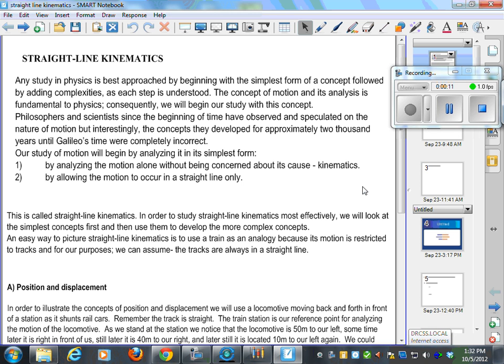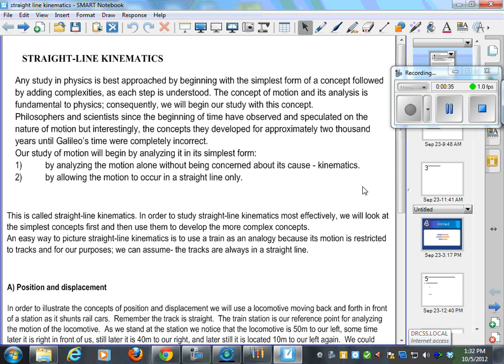Sure, if that's what you prefer. Any study in physics is best approached... Time to engage the brain, right? Time to focus on this. Time to put the cell phone away, the earbuds away, the mini-wheats away, and actually focus on what I'm saying. It will go a long way.